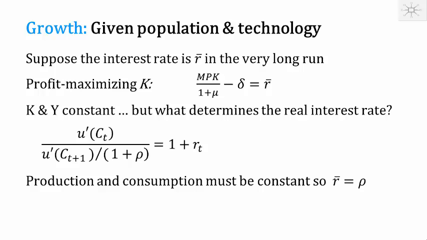And the intuition, of course, is that the more impatient the consumers are, the higher real interest rate they require in order to keep consumption constant. Because if the real interest rate is lower than the subjective rate of discount, then consumers want to borrow so as to consume more today than tomorrow, but that can't be the case in a long-run equilibrium. So therefore, the real interest rate must be equal to the subjective rate of discount, which reflects the impatience of the consumers.